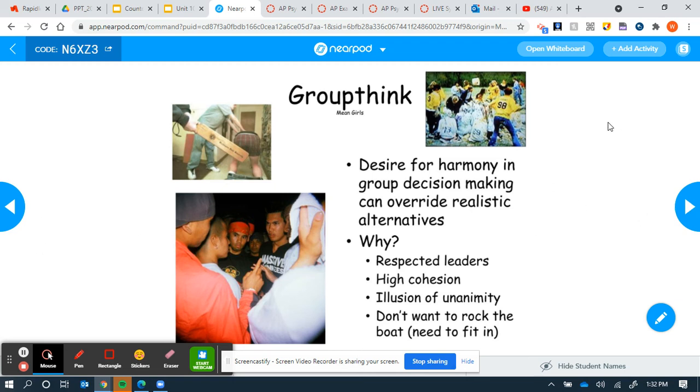So, last thing for today: groupthink. Groupthink, very, very common.